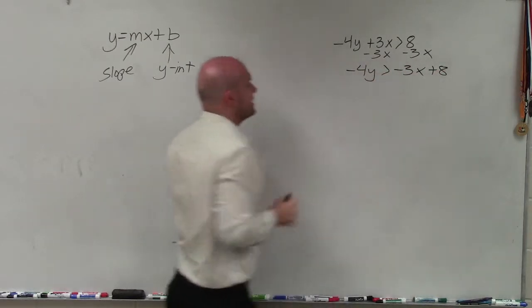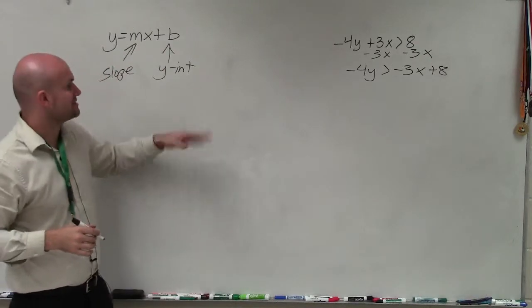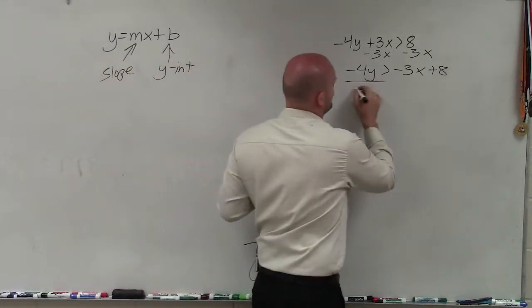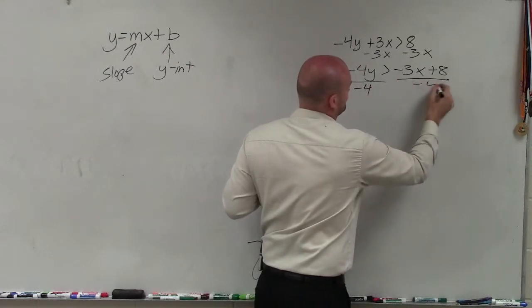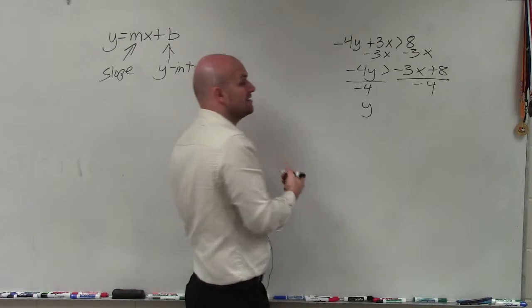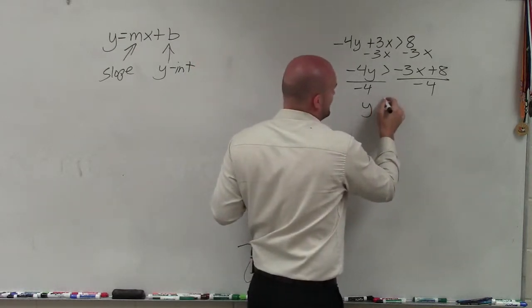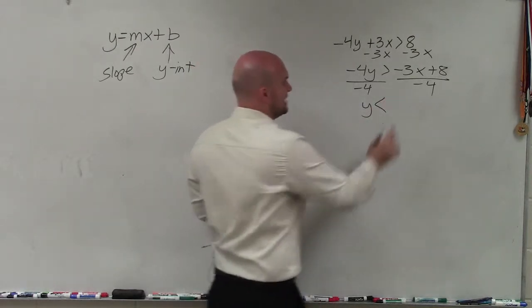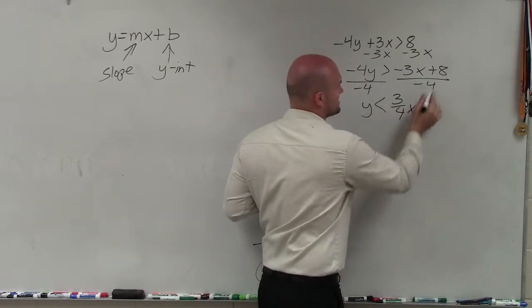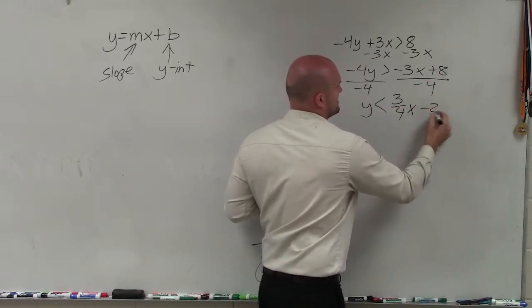I wrote the negative 3x in front of the 8, rather than 8 minus 3x, because I'm trying to put it into this format. Then the next thing I need to do is divide by -4 on both sides, and I have y. Remember, whenever we multiply or divide by a negative number, we have to flip the sign. So now it's y is less than negative 3 divided by -4, which is a positive 3/4 x. 8 divided by -4 is -2.